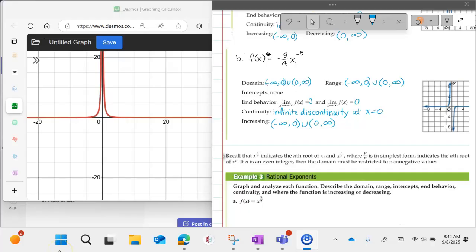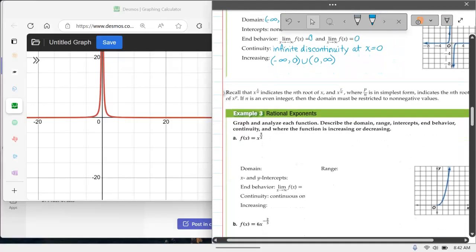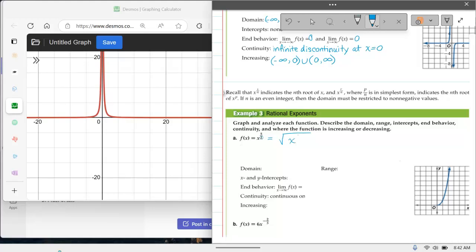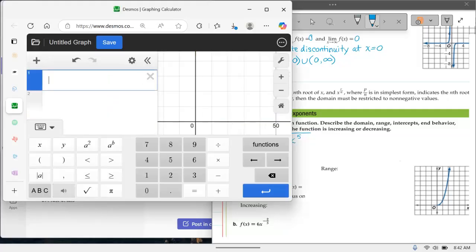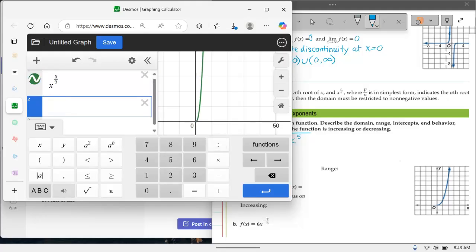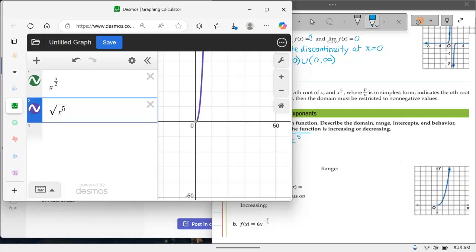Next, we're going to go ahead and take a look at rational exponents. So we can rewrite rational exponents with a radical. This just means the index is 2 and the power is 5. So that means the same thing. So again, if you're typing this as a function in Desmos, you can type x to the 5/2, or you could type the square root of x to the 5th. You get the same function. Purple, green, purple, green. They're the same function.